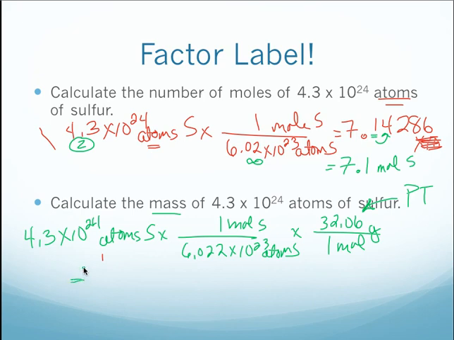Putting this in the calculator, 4.3 EE24 divided by 6.022 EE23, no times 10, and then multiply that times 32.06, and I get 229 grams of sulfur. I'm going to have to round it to 2 significant figures, so I should put my final answer as 230 grams of sulfur.